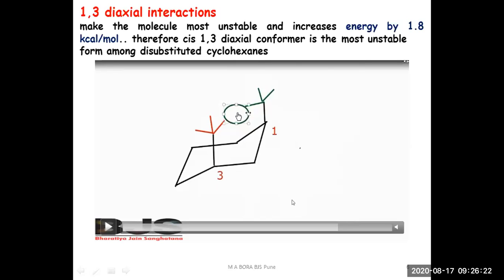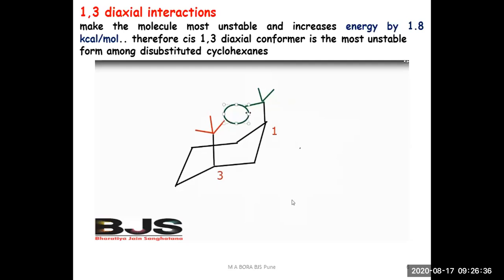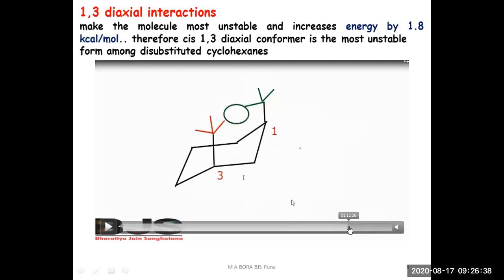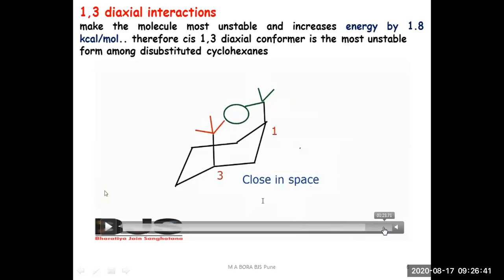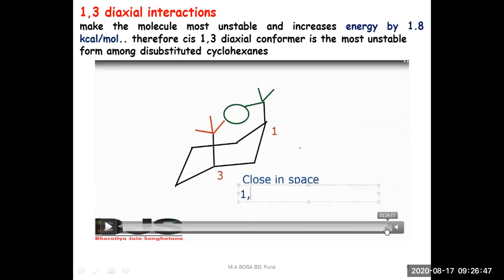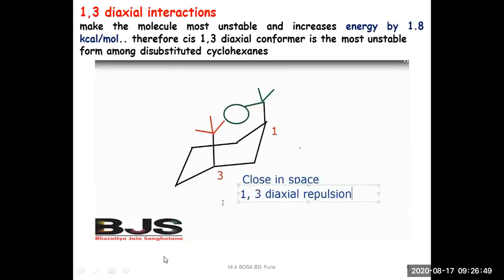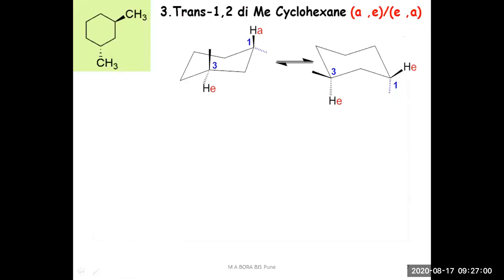The distance between these two groups is less than van der Waals radii, and as we know, if the distance is less, then they will start repelling each other, and that will increase the energy by 1.8 kilocalorie per mole. This is called 1,3 diaxial interaction; as they are in the same plane, they are close to each other and start interacting with each other. So that is why the energy of cis diaxial 1,3 dimethyl cyclohexane is more than expected, and it is about 5.4 kilocalorie per mole.